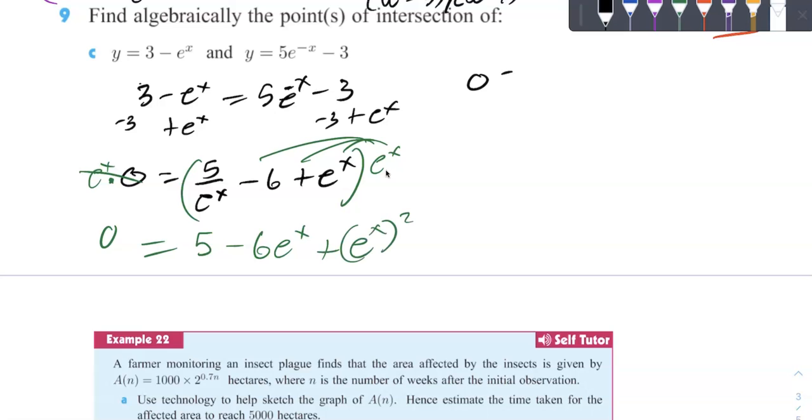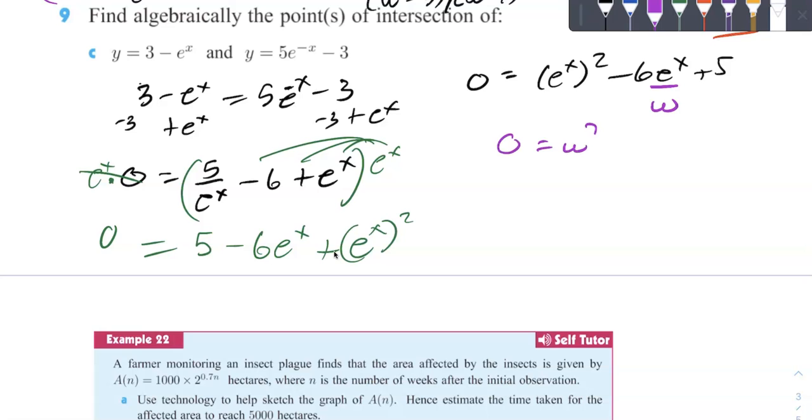Now I'm going to rewrite it up here so that it's a little more normal. So we get e to the x squared minus 6e to the x plus 5. Now again, like last time, if I pretend that's a w, it's actually a lot easier to factor. W squared minus 6w plus 5. Well, that factors: two things multiplied to get 5, add to get 6. W minus 1 and w minus 5. Split it, w equals 1 and w equals 5.